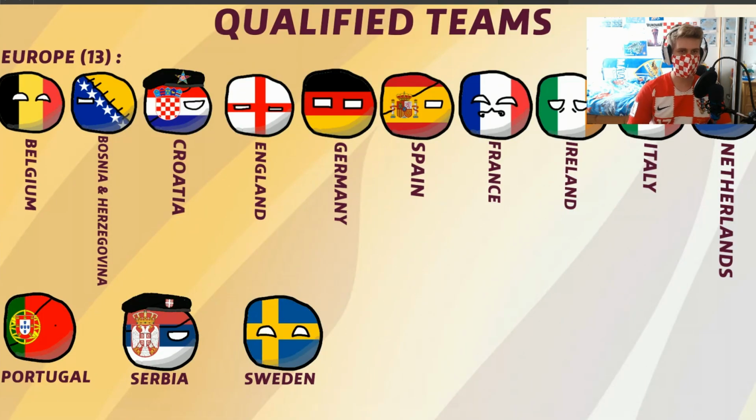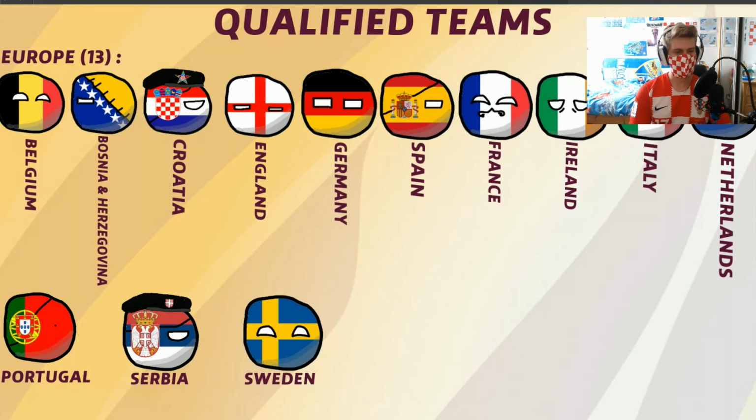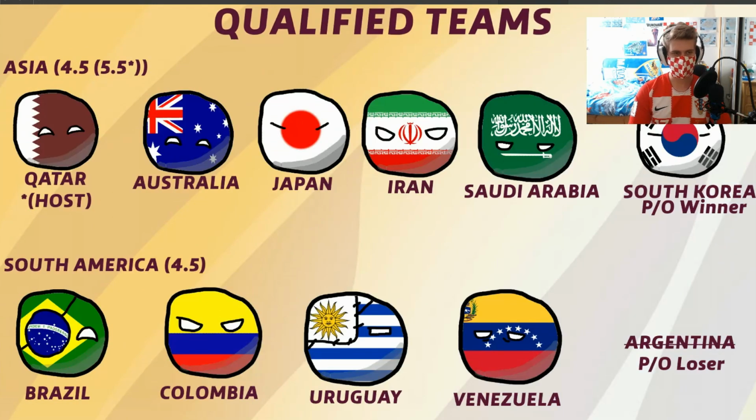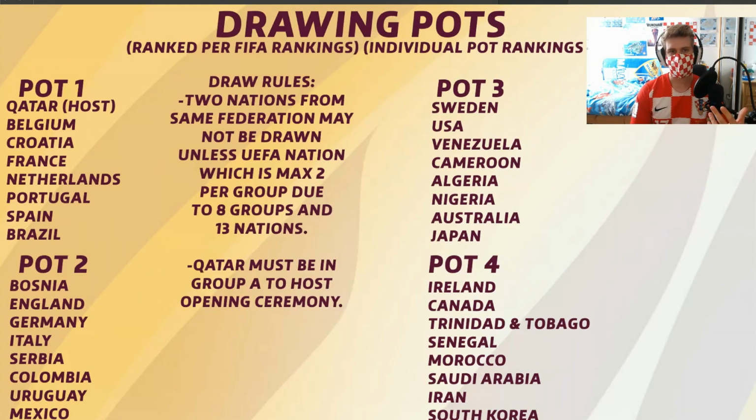For other parts of the video which I haven't mentioned, for example the start, you have the qualified teams, disclaimer, and okay, that was just a random thumbnail. So you list all the qualified teams from Europe, Asia, South America, Africa, and North America. Then you have the pots, you just tell people what the pots are, and that's basically it for the start of the video before the video actually starts.